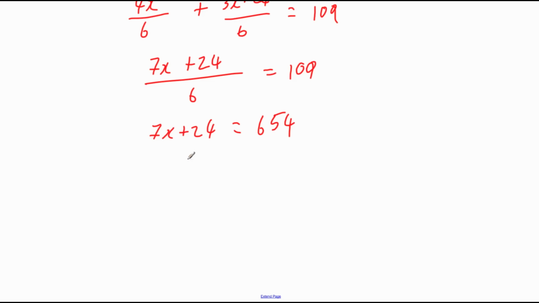Next, we want to get the x on its own, so let's take away 24 and take away 24. And when we do that, we get 7x equals, and 654 take away 24 will be 630. And then divide by 7 and divide by 7, and we get x equals 90. So we know x is equal to 90.